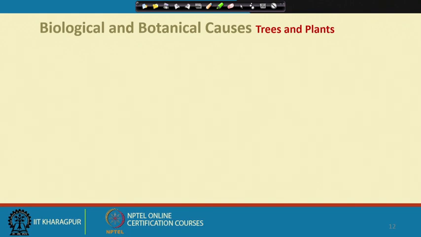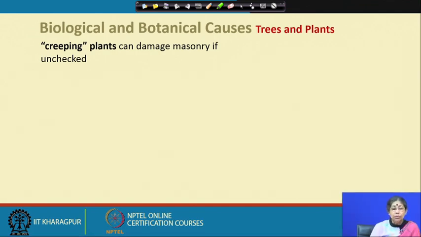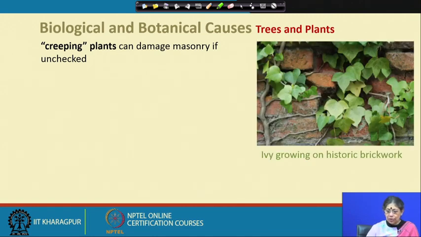Next we will talk about the trees and the plants, and again there are various types of problems. One is the creeping plants. They can damage the masonry if unchecked. As you can see here, the ivy growing on a historic brickwork is really putting its roots within the fabric, and some of these old mortar joints are very good food for the creeper plants.